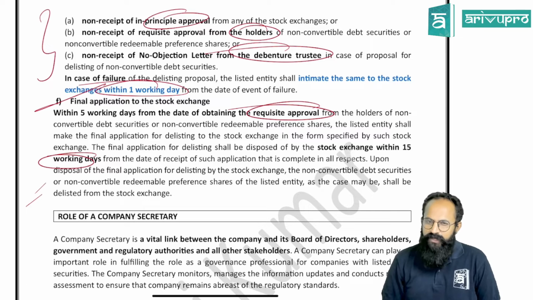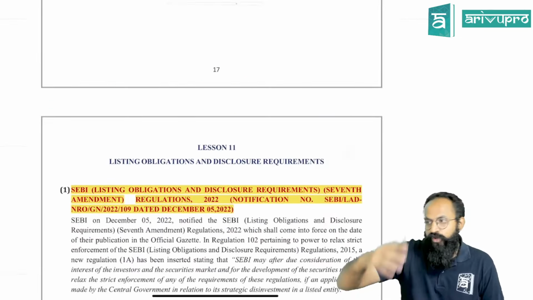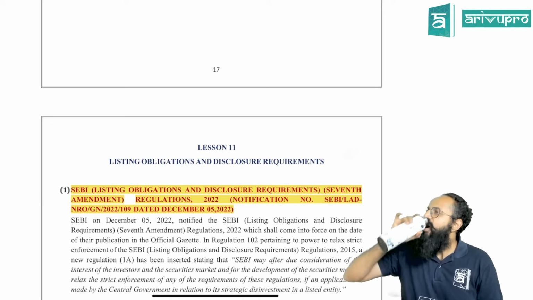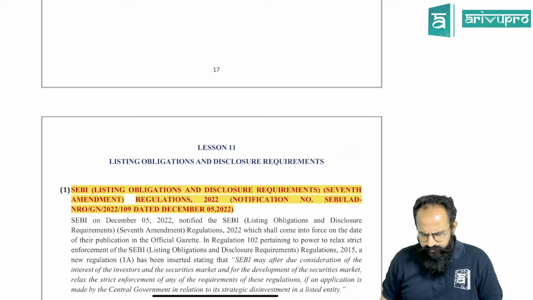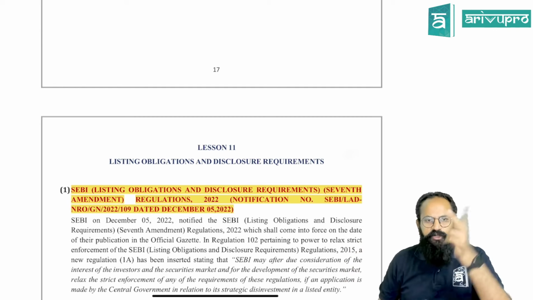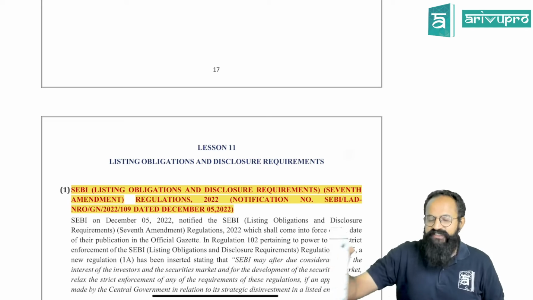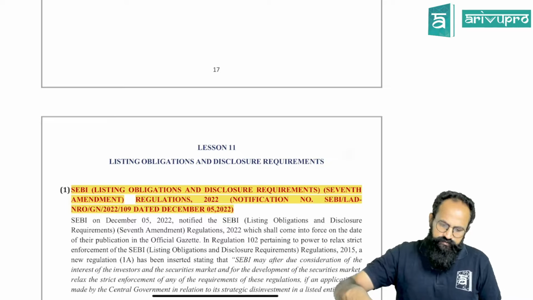Understood? Yes, sir. That is what is given in this particular part: non-convertible preference shares and debt. So one is given in LODR, and the other two have just moved from LODR to the debt securities part. Is it clear to all of you? Sure? 100%? Okay.